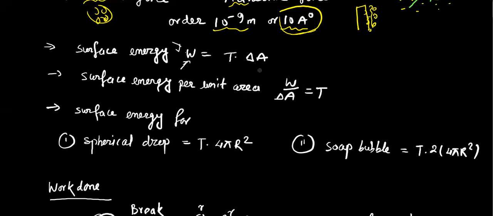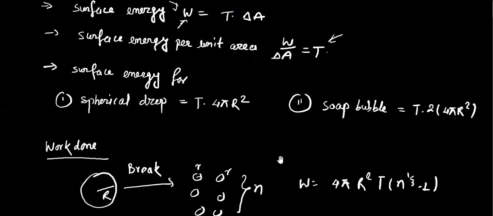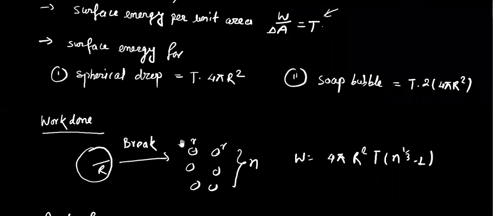So if we divide the work done or surface energy by unit area, then we will get this expression, and we can conclude that the surface energy per unit area is numerically equal to the surface tension. So this is all about the surface energy and surface energy per unit area.